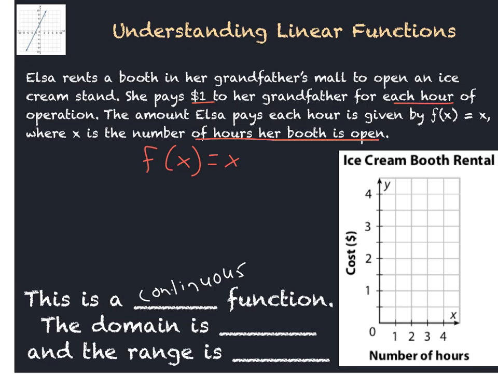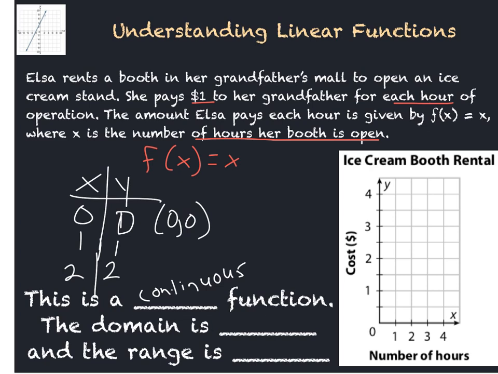Let's go ahead and graph it now with a table, and this is going to be a very simple table because it's just f of x equals x, right? So if x is 0, y would be 0. I'm sorry. If x is 1, y would be 1. If x is 2, y would be 2, and so forth. So how would we plot this? Well, our first ordered pair is 0, 0, which is right here. Our second ordered pair is 1, 1, which is right here. Our third ordered pair is 2, 2, which is right here.